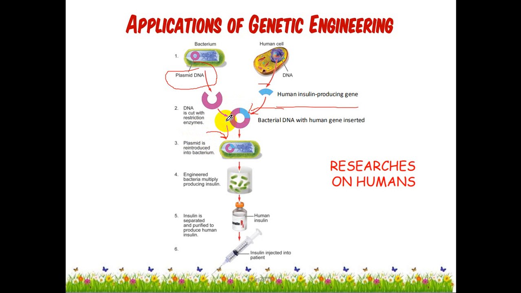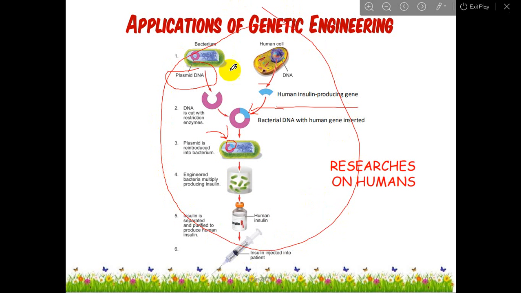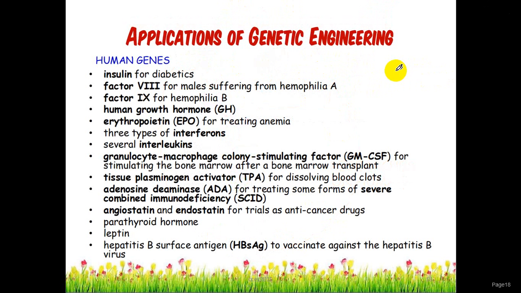So what actually occurs is that our desired gene is divided, because the bacteria divides and our gene is divided, and then insulin is separated and purified to produce human insulin, and then insulin is injected to the patient. So this is all about the phenomena of how genetic engineering helps in humans.